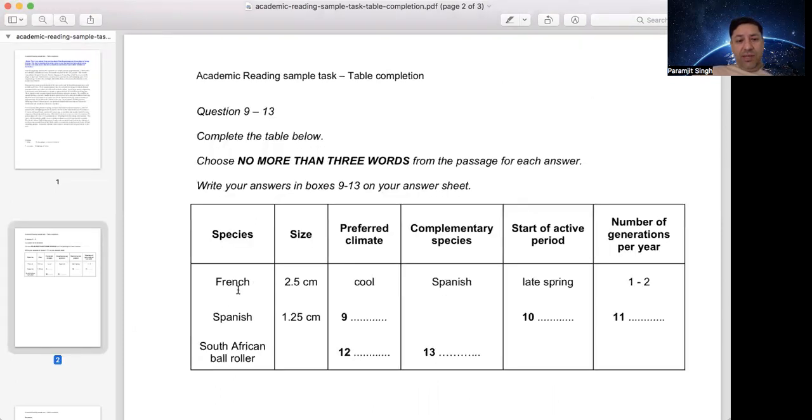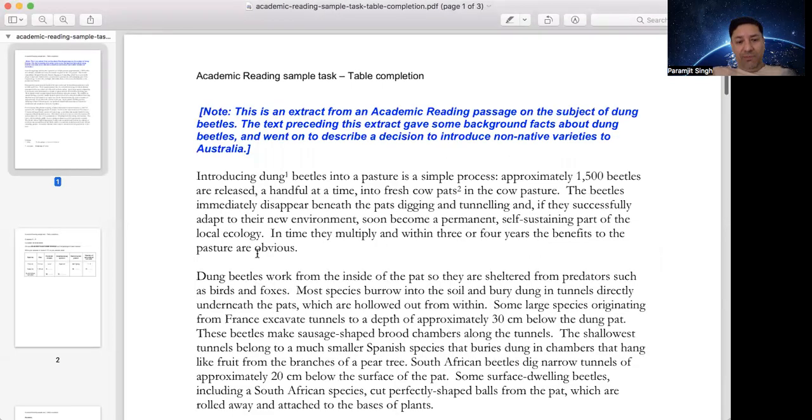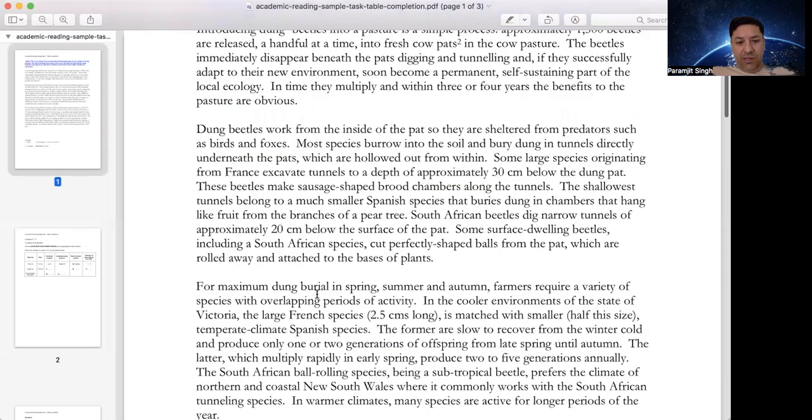First is about French. They have mentioned all the information. We notice this information in the third paragraph. French, second paragraph, we can say 2.5 centimeter. And third paragraph, we notice which climate they prefer and which species they work with. And when is the start of active period and number of generations per year. But for the Spanish, which size is half of French. It is 1.25. They prefer which type of climate? Spanish. So go to the third paragraph.